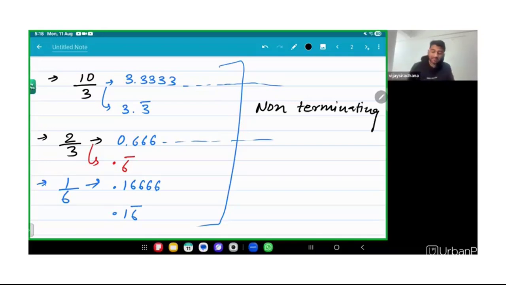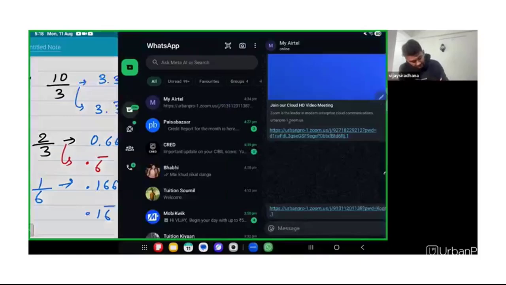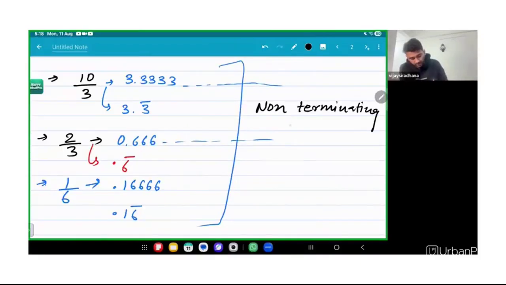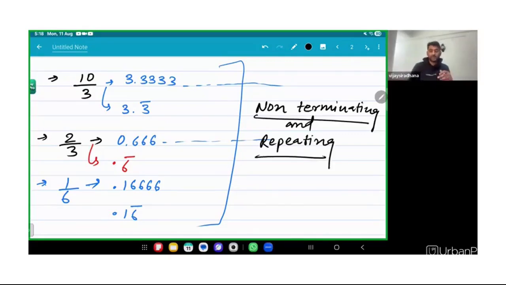They are non-terminating, and along with that, they are non-terminating and repeating. So they keep on repeating the same number, right? The same numbers are getting repeated. So these are the numbers which are non-terminating and repeating decimals.